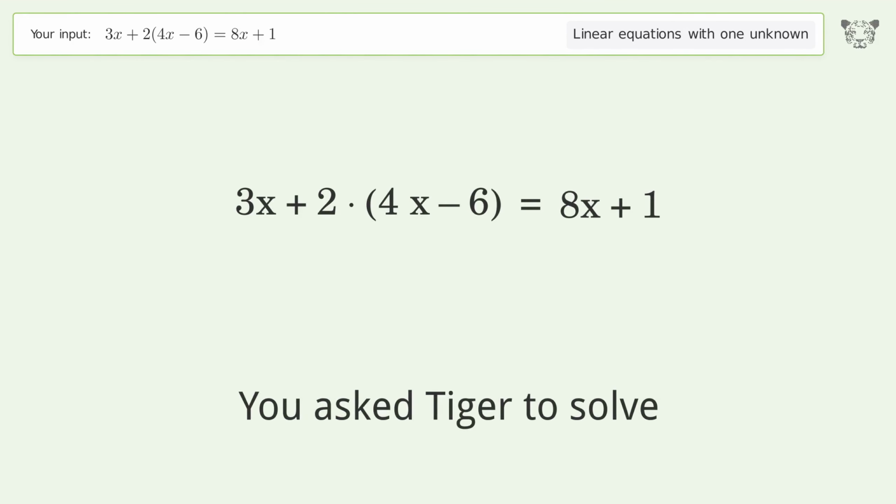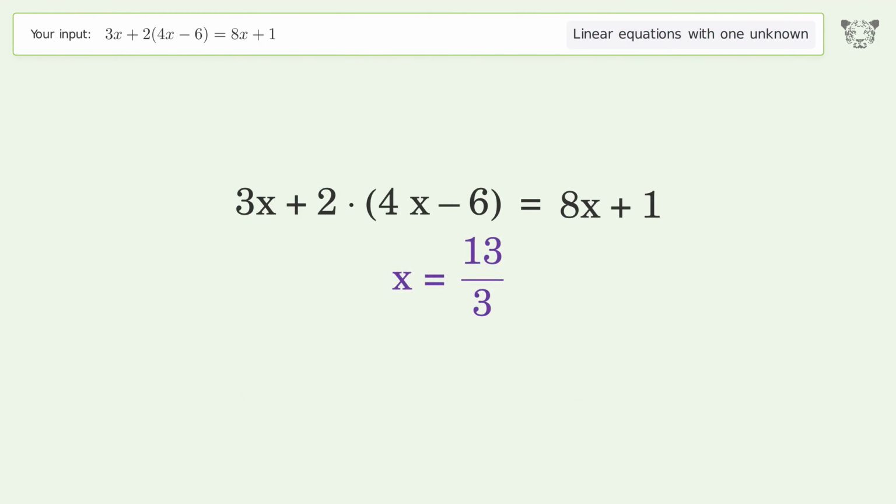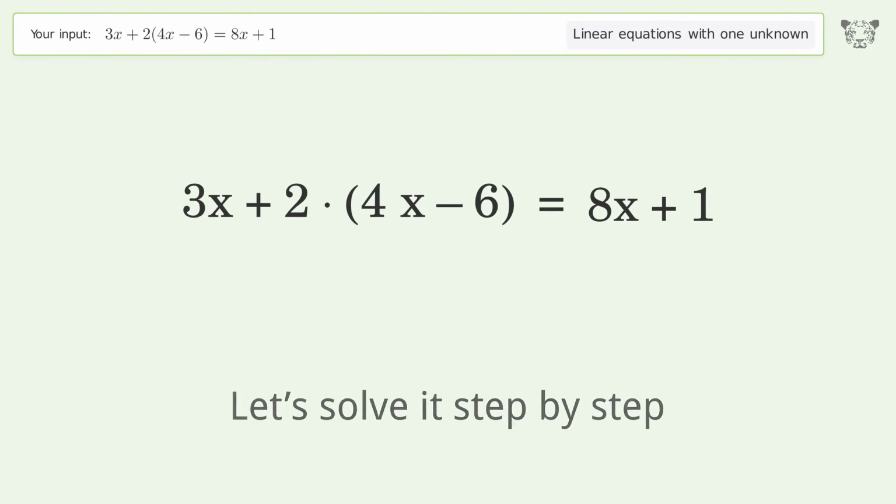You asked Tiger to solve this. It deals with linear equations with one unknown. The final result is x equals 13/3. Let's solve it step by step.